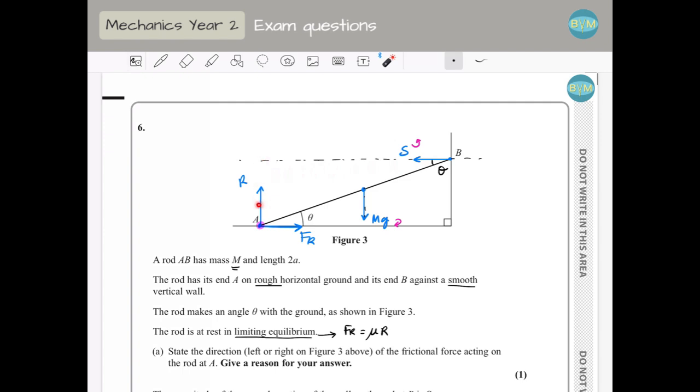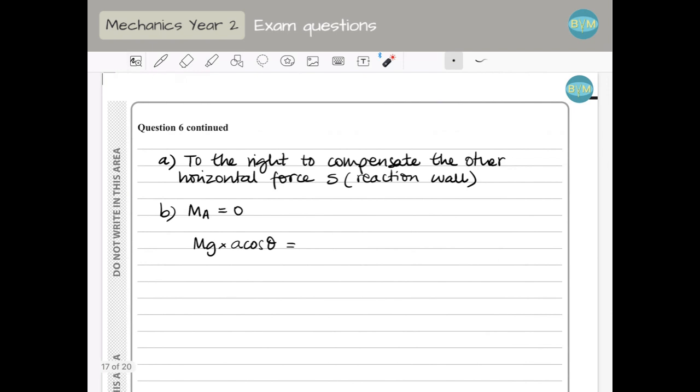And this distance that I'm looking for is opposite to the angle, so it's going to be sine. The length of the hypotenuse is the length of the bar, so it's 2a. So this distance is 2a sine theta. And the force is S. So my moment is going to be S times 2a sine theta.